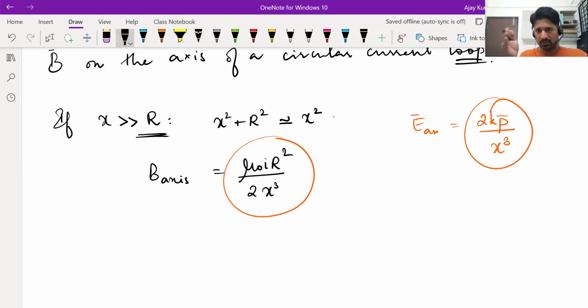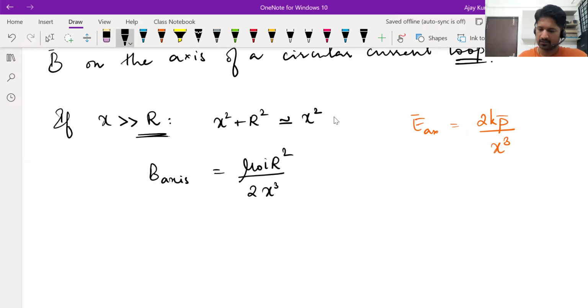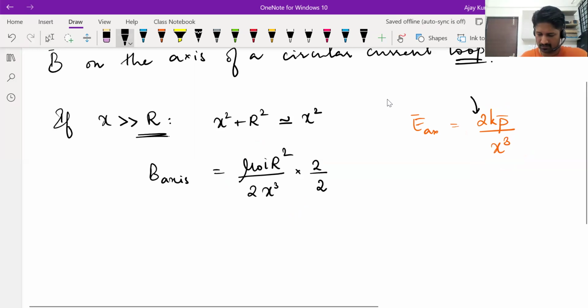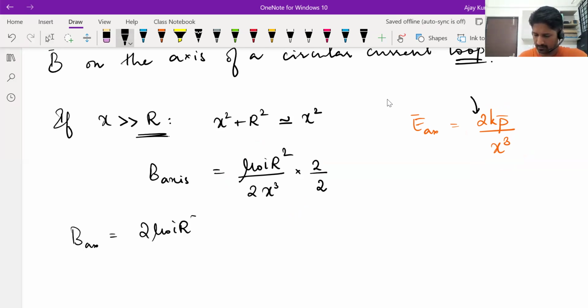Now, let us try to convert the magnetic dipole field formula into the form in which we have the electric dipole field formula. There is x cube in the denominator there, and x cube in the denominator here also. In the electric field formula, there is a 2 in the numerator. So to bring that 2 in the numerator, let us multiply and divide with 2 here. So the magnetic field on the axis becomes 2 mu naught I r square by 4x cube. For now, it's like this.